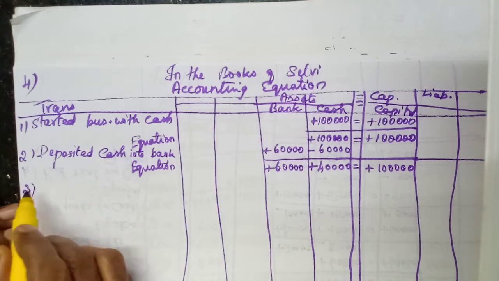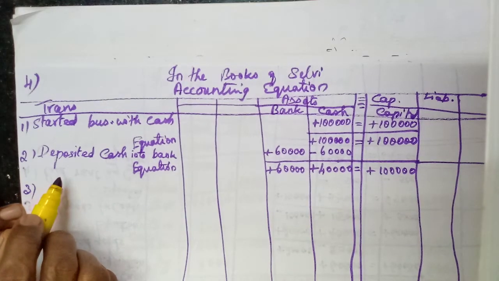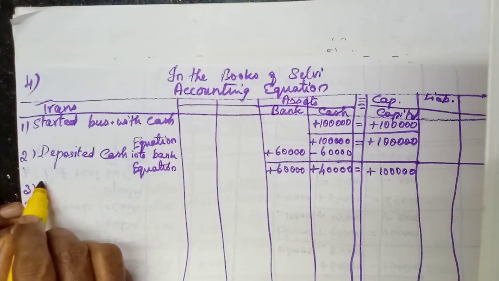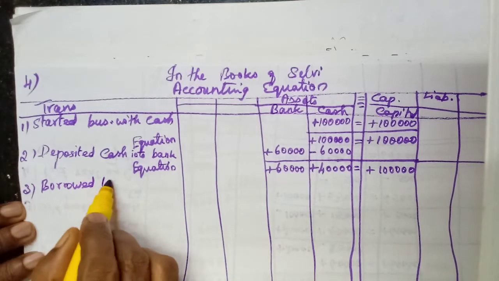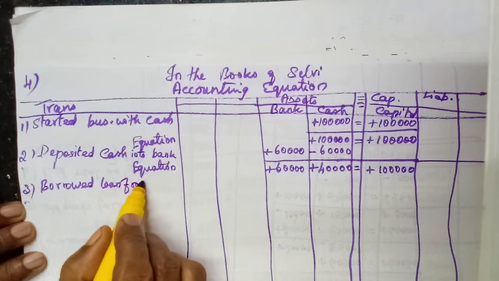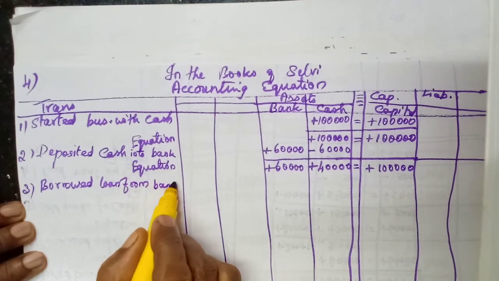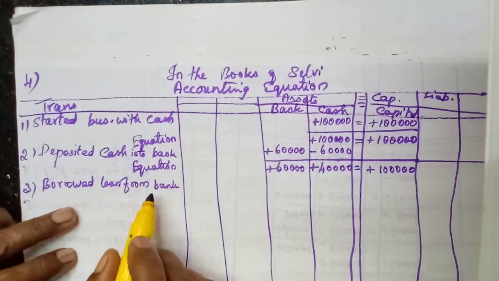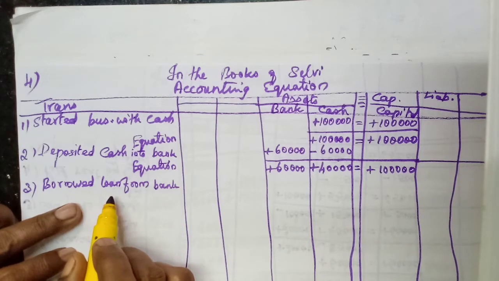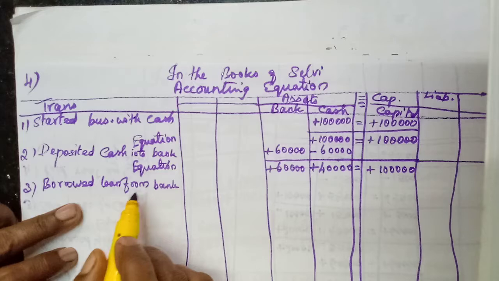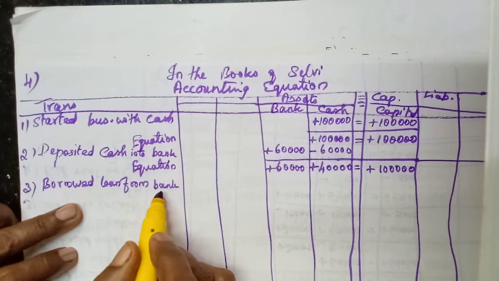Now you write the third transaction. Borrowed loan from bank. This I explained, don't think that we are bringing that cash into the office. Just think that we borrowed loan and that amount is in the bank.